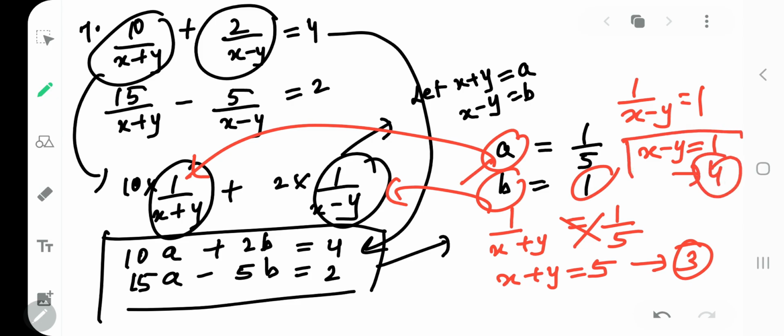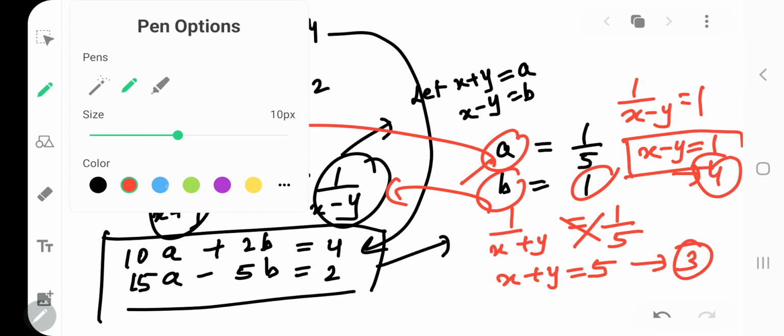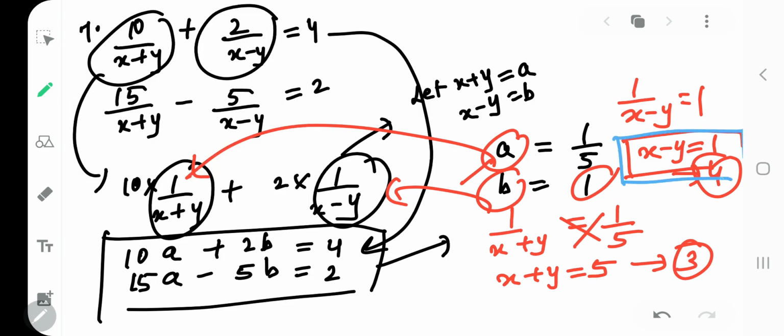Now you have to solve this equation, my dear kids. You have to solve this equation and this equation simultaneously and get the value of x and y. That will be your final answer.